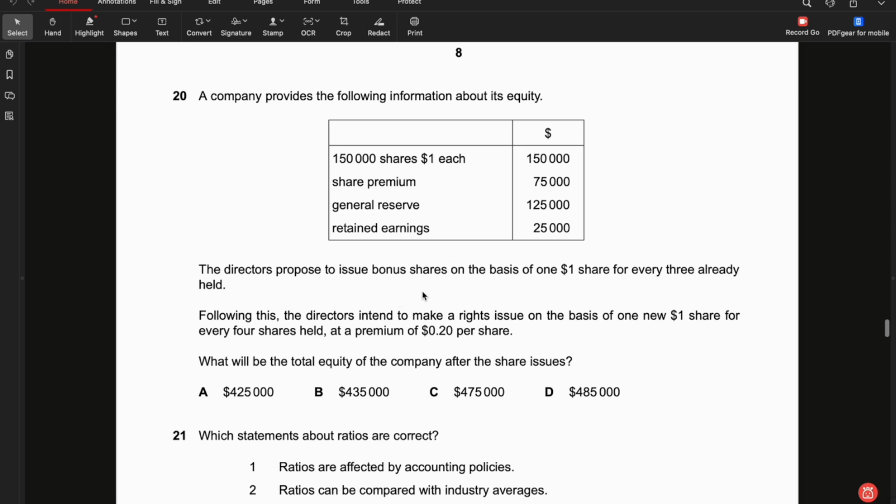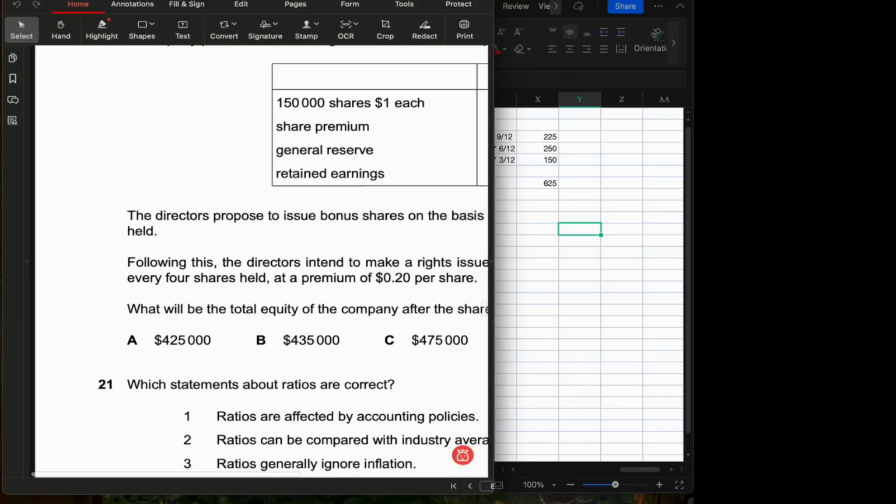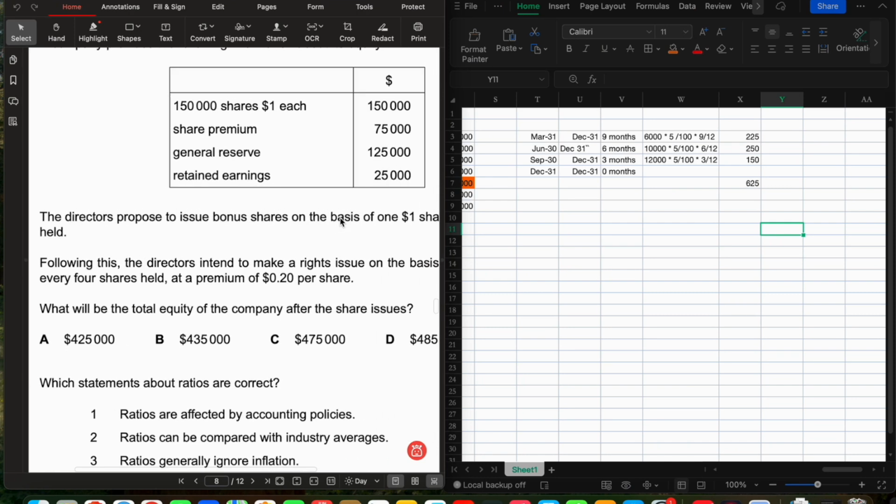First one is the bonus shares. Second one, following this, the director intends to make a rights issue on the basis of 1 share for every 4 shares held at a premium of $0.20 per share. Then they are asking you what is the total equity of the company. Very simple question. We need to do this in 2 stages.